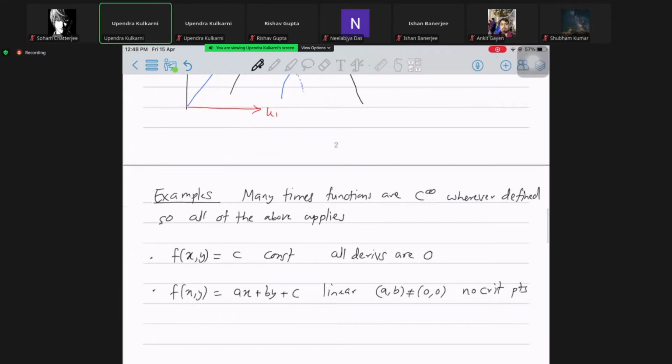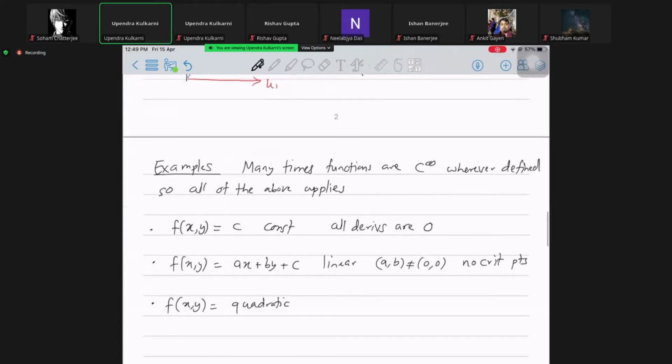So the interesting case starts when I have a quadratic function. So f of x comma y is equal to a quadratic. Okay. So we could do the general analysis, but maybe I'll just give you an example. Okay, how are we on time? Oh, we don't have a whole lot of time. So let's do the general analysis. So general case.